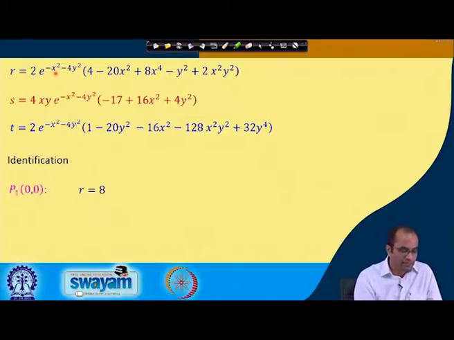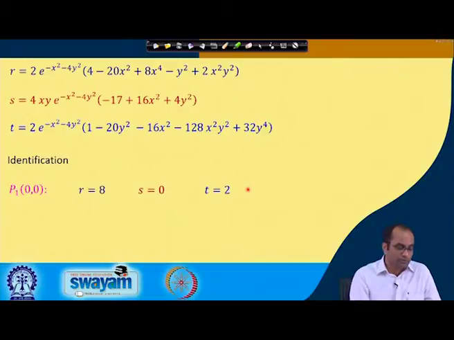So, r is 8, and this when 0 0 we substitute here in s. So, these terms are 0 now. So, we have minus 17, but here the xy is sitting in the product. So, the s will become 0, and in the case of t again we will have some non-zero numbers. So, all these terms will be 0. We have 1 there and 2 multiplied by 1. So, this will be 2. So, we have at this point r is 8, s is 0 and t is 2 at the point 0 0.